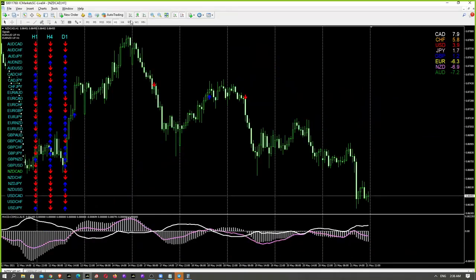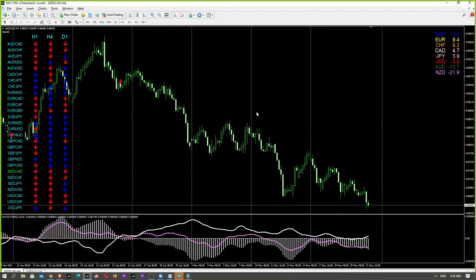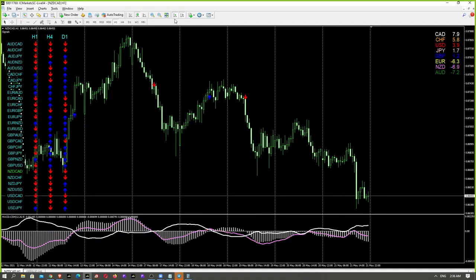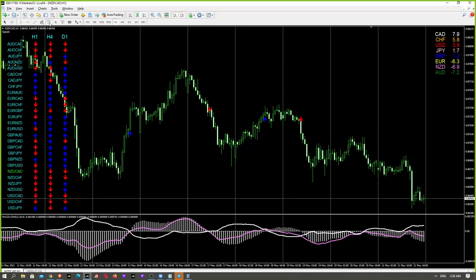Next is NZD CAD. The general trend on NZD CAD was sell since last month. On the H4 time frame, it was sell also since last month, around the 3rd week of April. So on the H1 time frame, we would be only looking for sell signals, and we would plot our Fibonacci levels.